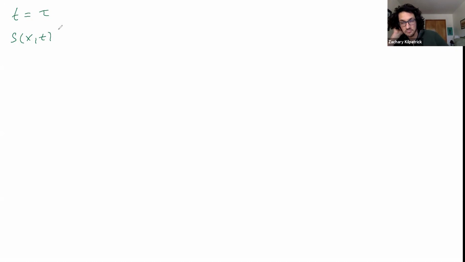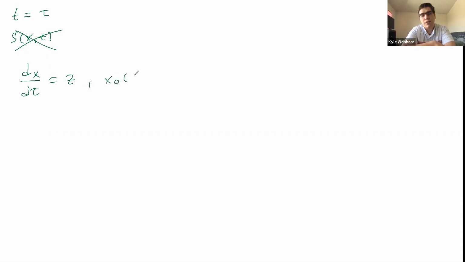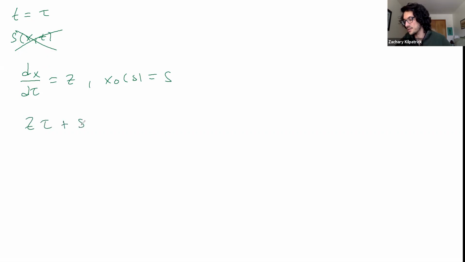And that's it. So you're not going to be able to get a nice explicit formula like this, right? But when you solve, you probably did something like this, right? So dx d tau equals z, right? X of zero s equals s, right? So then you integrate it up and you get z tau plus s, but then you know what this is. Whatever your f of s is equal to x. And then that's it. That's your characteristics.